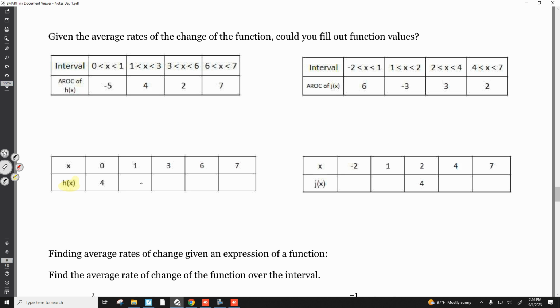I know I start at 4. I know what this means. This means on average, H decreases 5 y's per 1 x. Well, if I started with a y value of 4 and I decrease 5 y's per x, obviously I'm going to have to subtract 5 and get to -1. Many of you got that. Cool, good start. But then you guys blindly keep going and you make major mistakes.